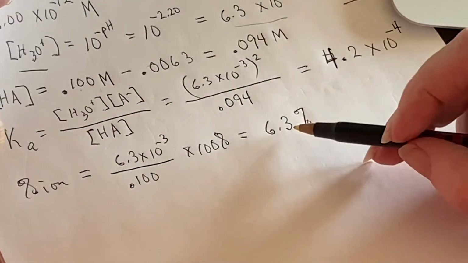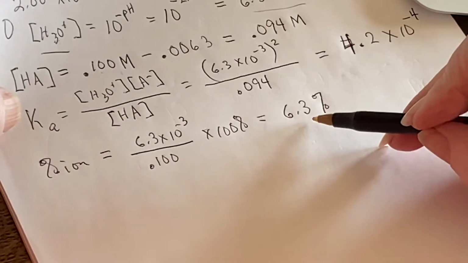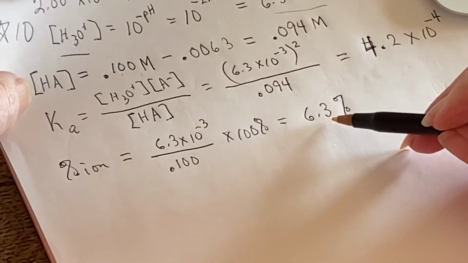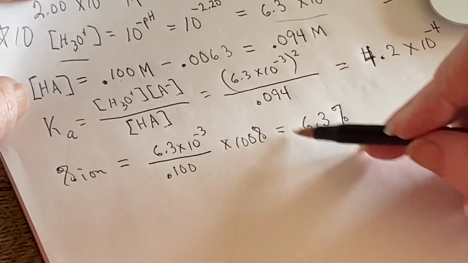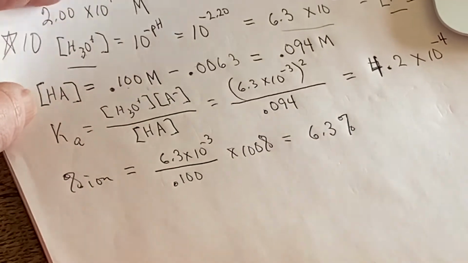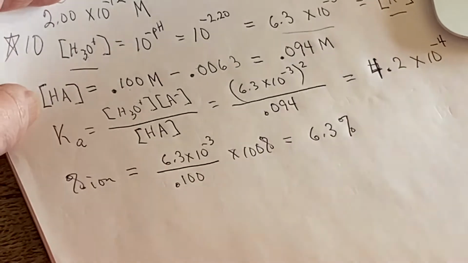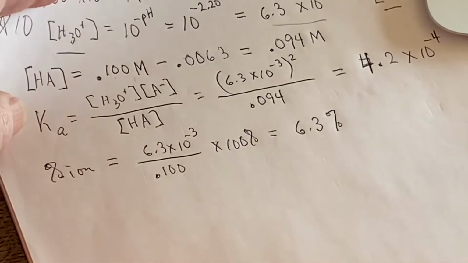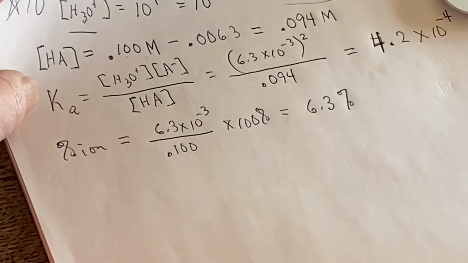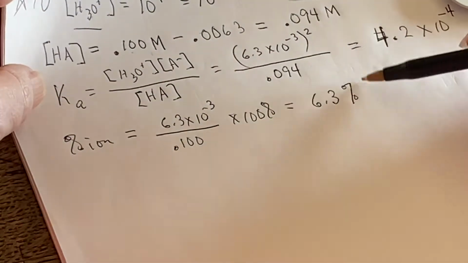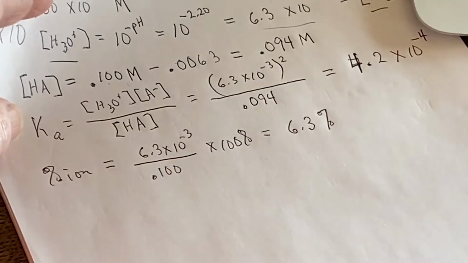So we now know that if we had 100 of these, only 6 of them would actually fall apart. The others are going to remain exactly as they were, as a molecule. So that is our percent ionization for this solution.